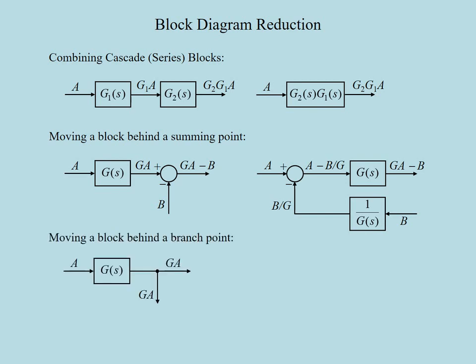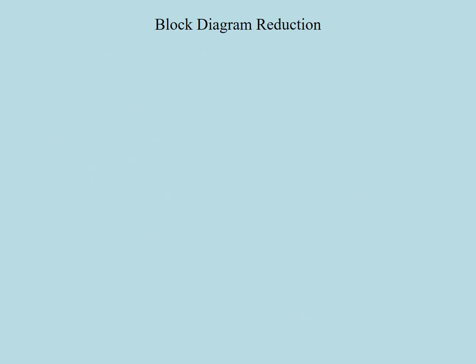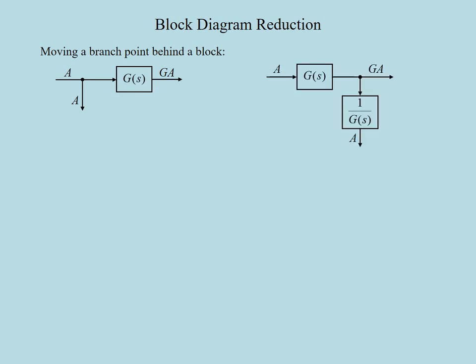What if we move a block behind a branch point? Well, in this case, the block G(s) has to be kept on both branches so that we can end up with the same input-output relationships. To see what happens in moving a branch point behind a block, let's again consider a fictitious input A and the corresponding outputs of this subsystem. So moving the branch point behind the block G(s) would bring an extra 1 over G block to one of the branches.